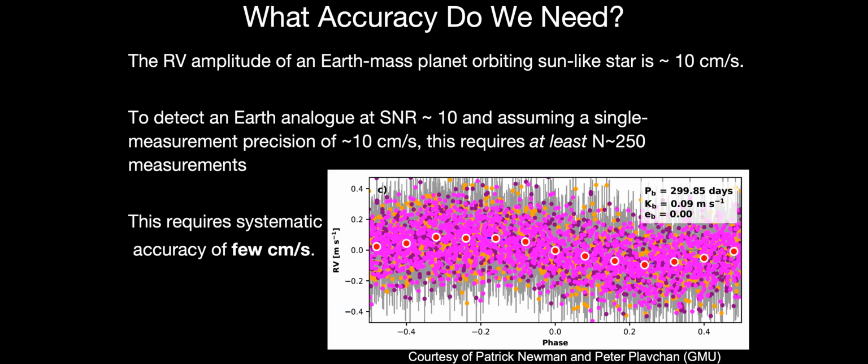But if you can do that, then if you take 250 measurements over many years, then you can get down to a 10 sigma measurement on an Earth analog. So that gets you to a systemic accuracy of a few centimeters per second.